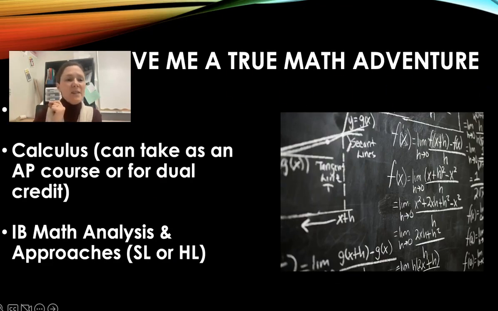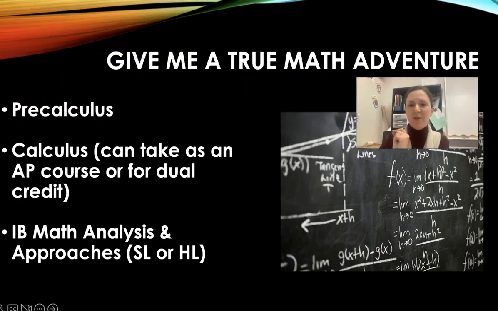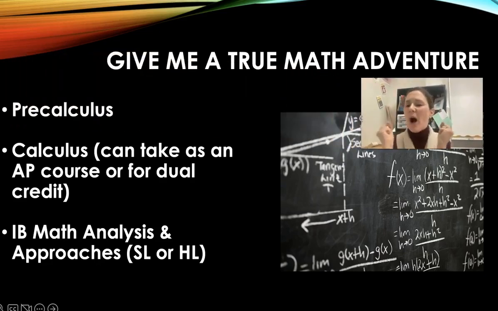Our next set of options here, let me see if I can get my picture out of the way, is if you are like, no, I want the math adventure. Give me all the math. Pre-calculus is going to be where you will start after Algebra 2. And then calculus is a great option. We have the AP option. You can take it for dual credit, or you can just take it as calculus, which is a great option if you know you're going to be going into IB Math Analysis and Approaches.